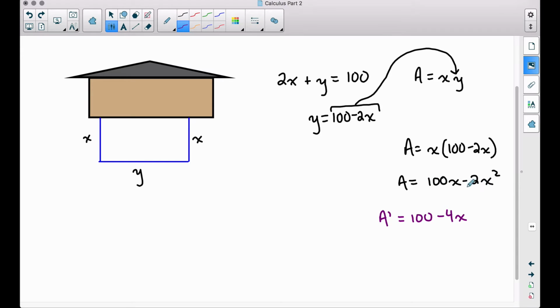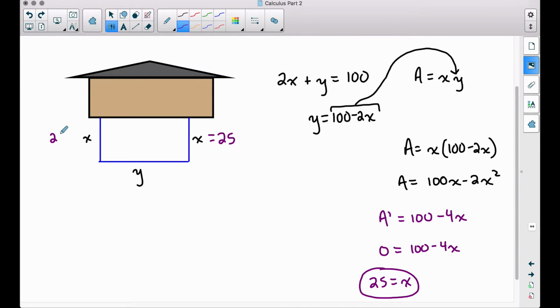We took the derivative of A. Let's set the derivative equal to 0. We're technically trying to find where the slope of the tangent line is 0. Oftentimes that's where you're finding maxes or mins. Now let's solve for x here. Subtracting 100 and then dividing by -4, we will get 25 is equal to x. Just solving that basic equation there. So therefore, x has to be 25 feet.